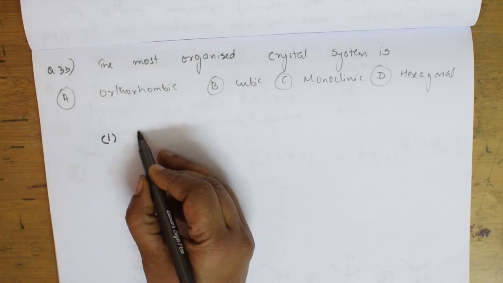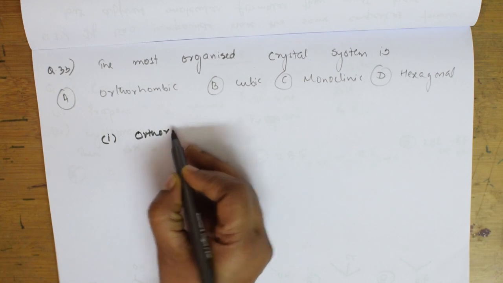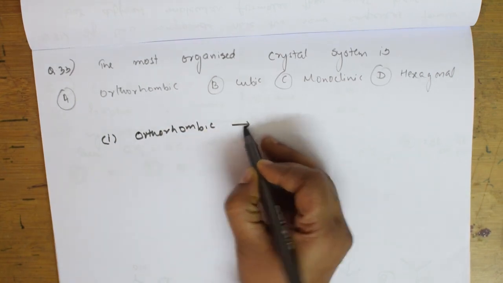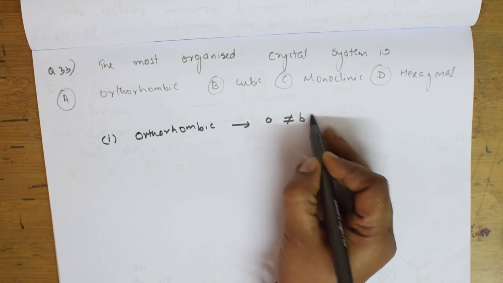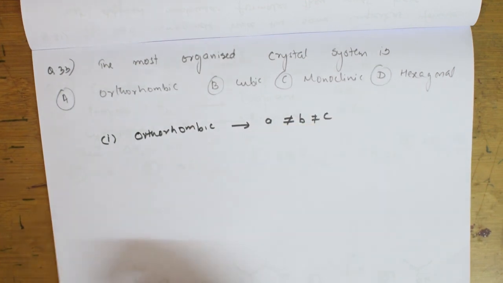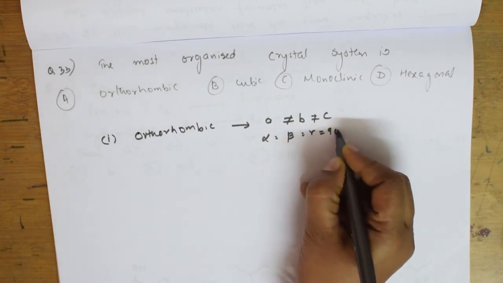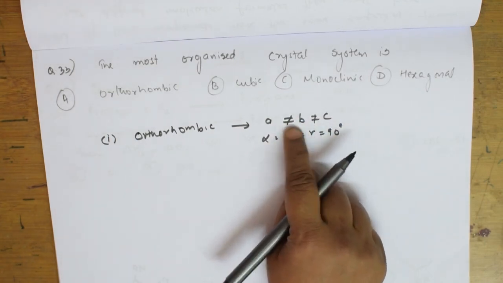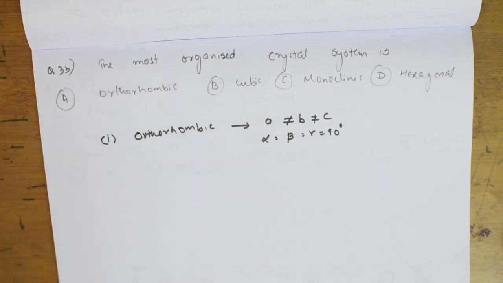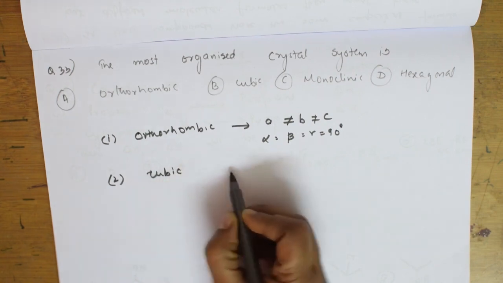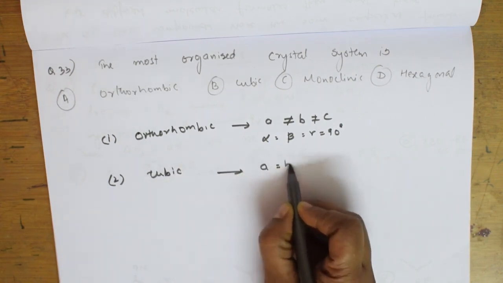When I have to see the orthorhombic structure, in orthorhombic, what is the criteria? a is not equal to b is not equal to c. Here alpha is equal to beta is equal to gamma is equal to 90 degrees. So is it an organized system? No, isn't it? Because all edge lengths are not equal. Now when I go to the next one, cubic, here all the edge lengths are equal.